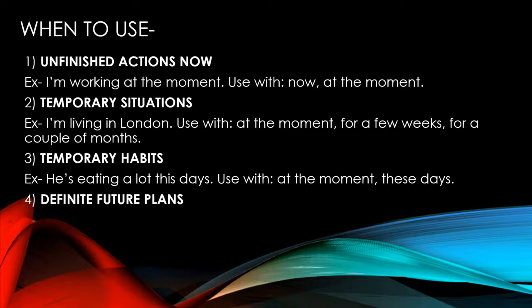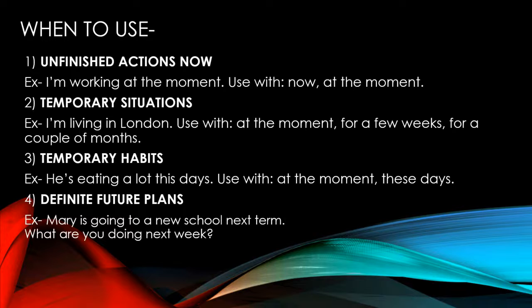Next, we have definite future plans. The next use is for a definite future arrangement with a future time word. In this case, we have already made a plan, or we are pretty sure that the event will happen in the near future. Let's see an example: Mary is going to a new school next term. So it is a fixed near future plan. Next example: what are you doing next week? We don't say what you do next week. We say what are you doing next week?